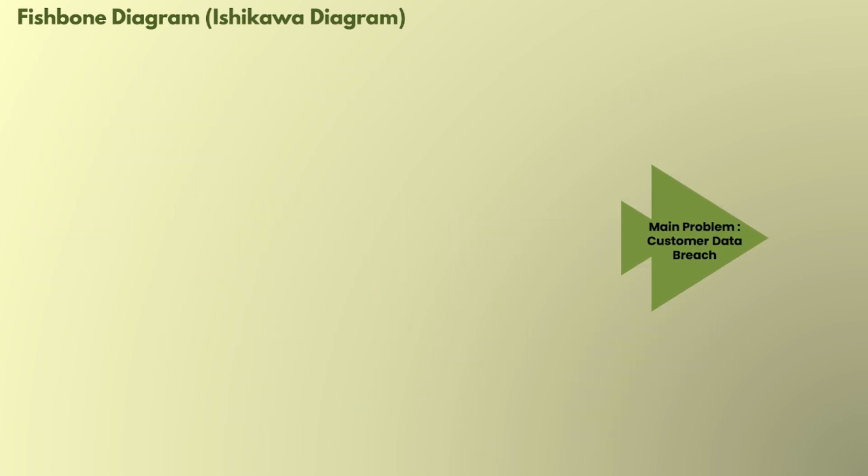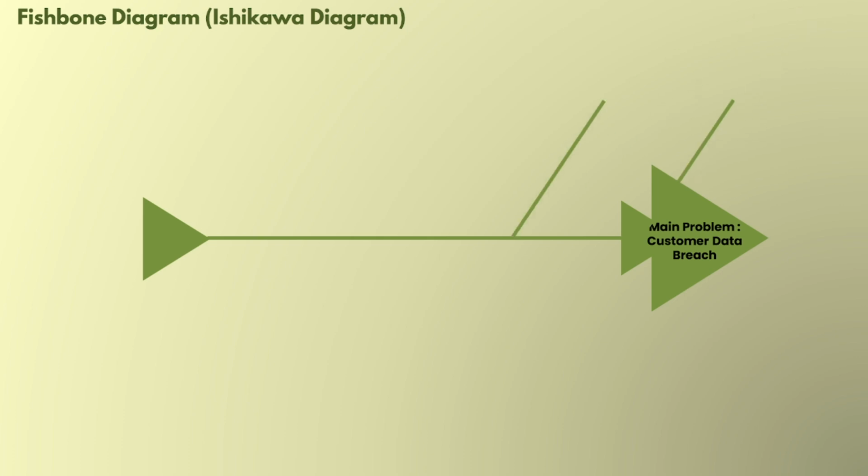So very first we will draw the head of the fish, and in the head we will write down the main problem. So the main problem is customer data breach. It is nothing but leakage of customer data from the bank side. This is a very severe issue, a very serious issue, and this is the main problem which we have identified.